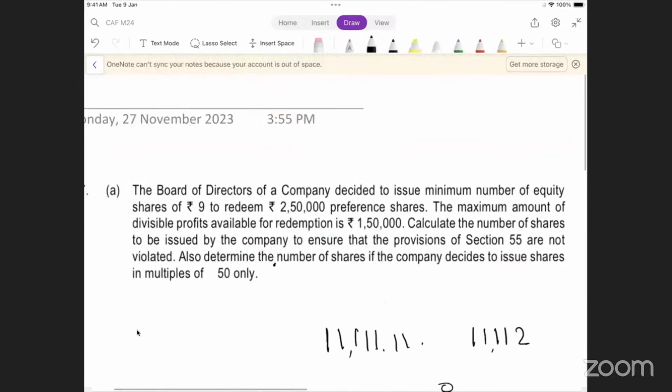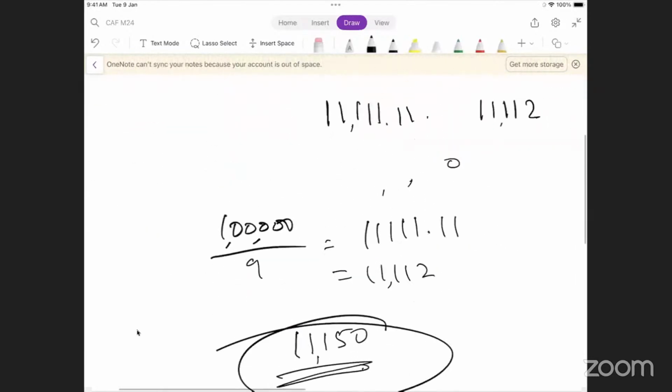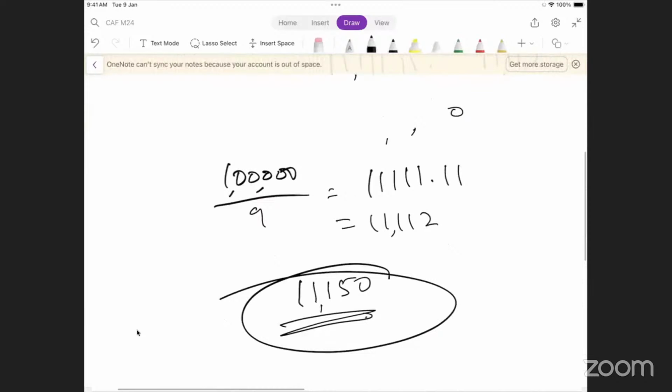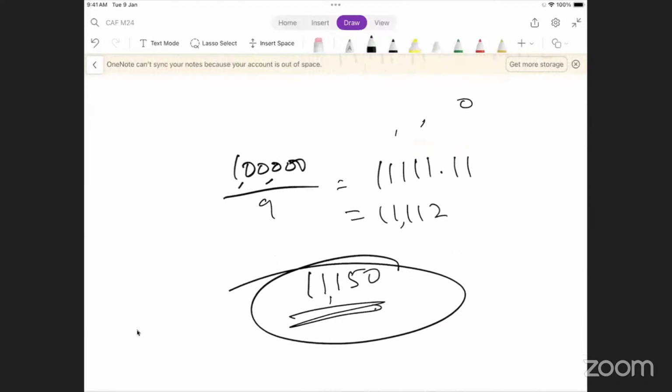Have you all followed this? Have you all got this answer? 11,150. 1 lakh worth of equity shares will be issued at minimum. So 1 lakh divided by 9 rupees gives 11,111.11 in decimal, which will be rounded off to the next whole number, 11,112. Multiple of 50 will be 11,150.